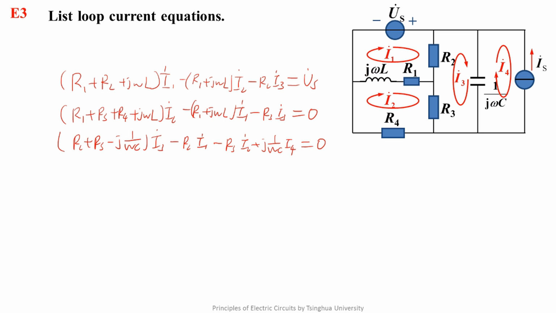The I4 loop is easy because I4 is the only loop passing the current source. But the direction of I4 and IS is opposite, so we have this. We have finished the loop current equations of the circuit.